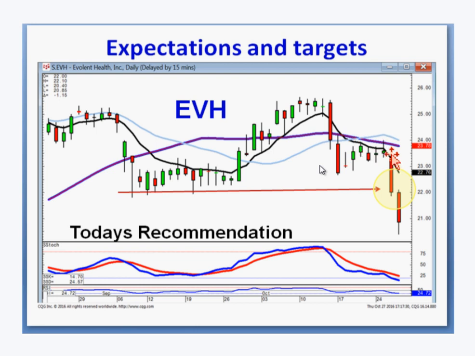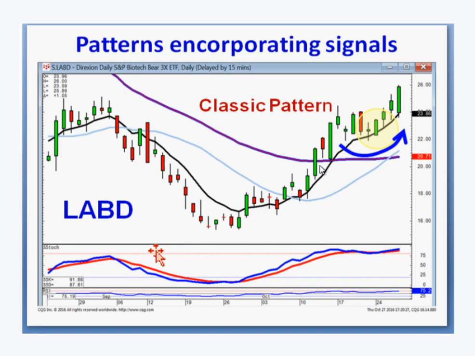We had that little wedge and it broke to the downside, closed right here in the resistance level. We just put out a very simple strategy. If it opens lower, short it. It's still heading down. And we also recommended LabD, which is the bearish biotech fund.